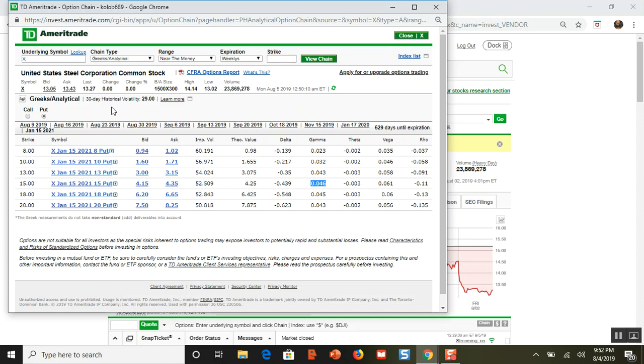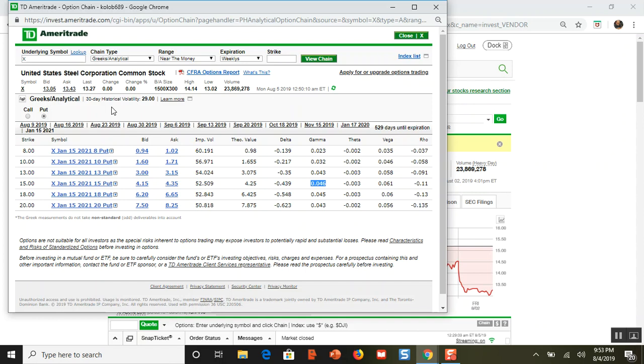When you set up an option collar, you're going to buy 100 shares or 200 shares of your stock, and then you're going to buy the same number of puts, and then you're going to sell covered calls, and the covered calls will pay for the cost of those puts. Now when you do that, you're going to have an upper margin and a lower margin.